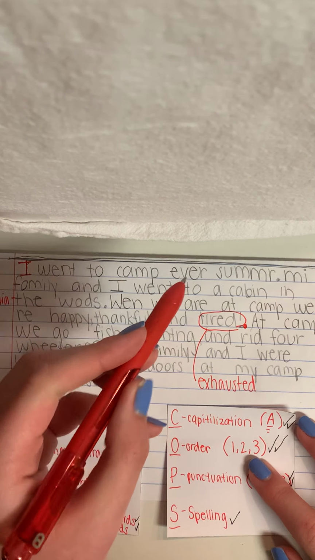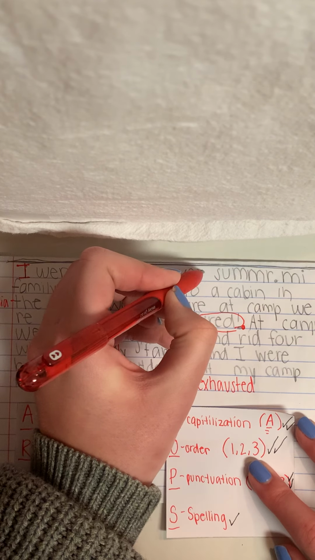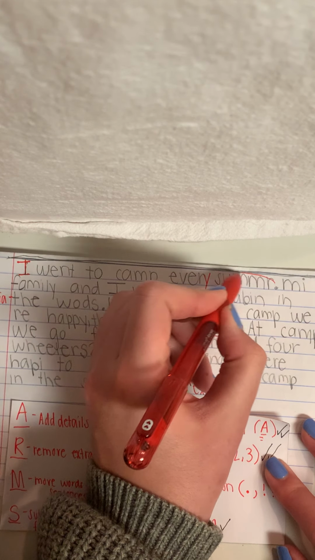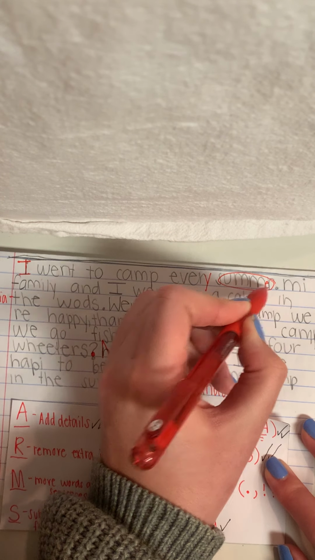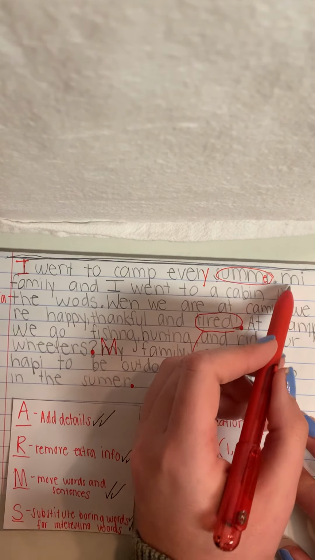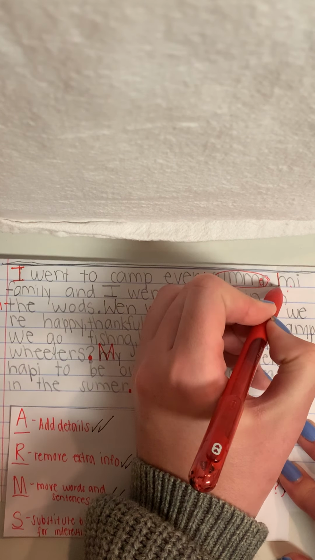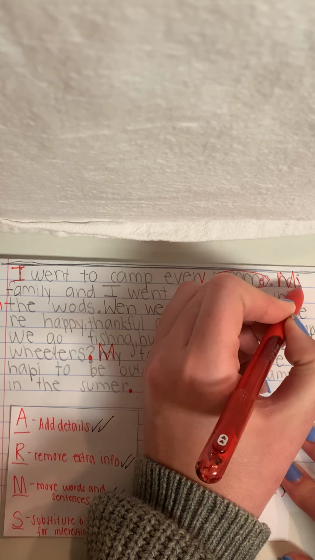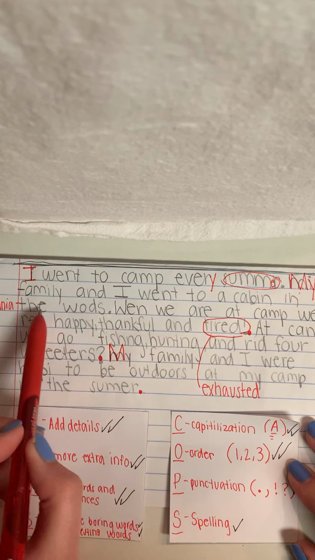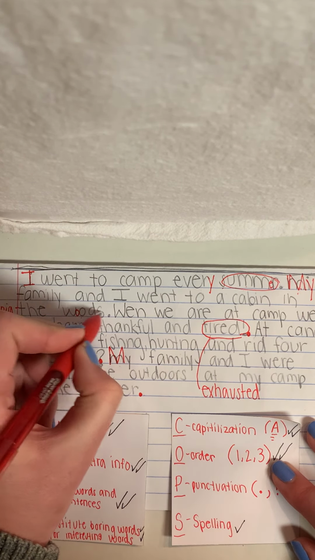I went to camp every summer. Let's see. If I want to make this word every, I need to add a Y to it. Summer, I would need to add an E because it is spelled S-U-M-M-E-R. My, although it sounds like it could be spelled with an I, it is spelled M-Y instead of M-I. My family and I went to a cabin in the woods. Woods has two O's in it.